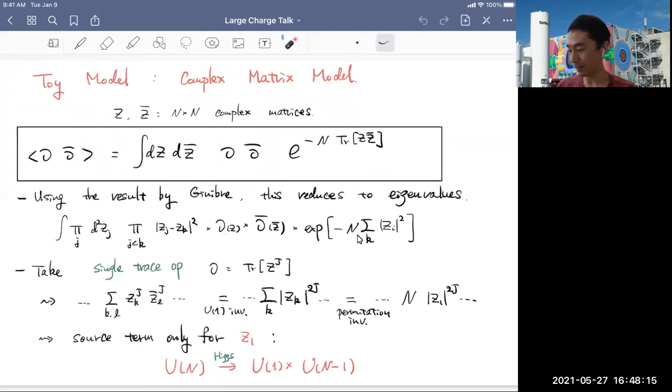Here I'm assuming that O only contains Z, so O is given by some function of Z, whereas O bar is given by the conjugate function. Let's for now take the simplest operator, which is a single trace operator, trace Z^J, and try to insert this in this eigenvalue expression. If you write it in terms of eigenvalues, this trace of Z^J gives you this factor, whereas the complex conjugate gives you this factor.